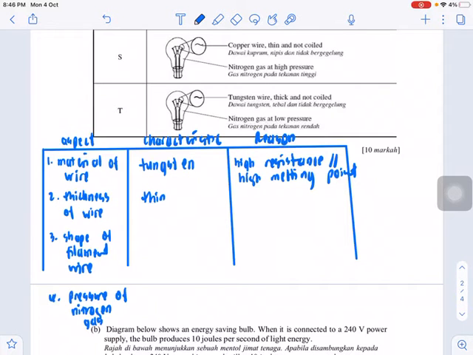Thin filament wire. So dia punya reason dia, so reason boleh repeated as long as dia related lah dengan you punya karakteristik tu. So kalau katakanlah you nak kata reason dia kalau guna thin wire ni dia has high resistance, sama macam atas tadi, boleh, tak ada masalah as long as dia betul lah kan. Okay, greater resistance, high resistance, ataupun you bercakap dia can become hot easily.